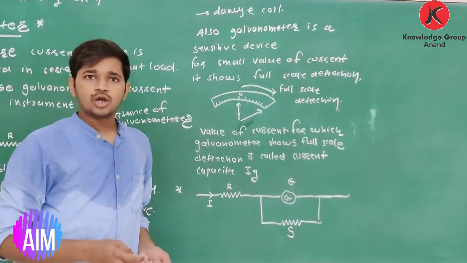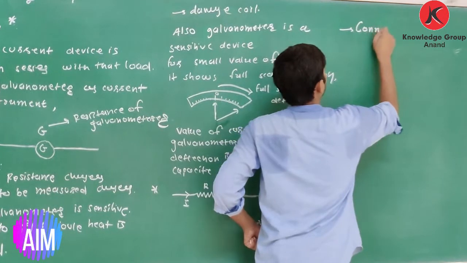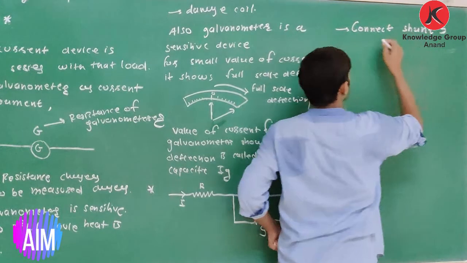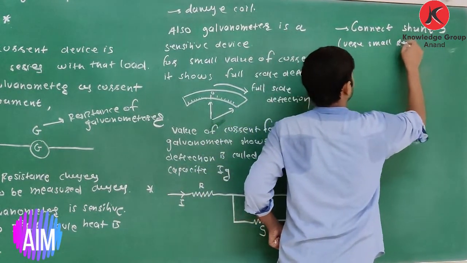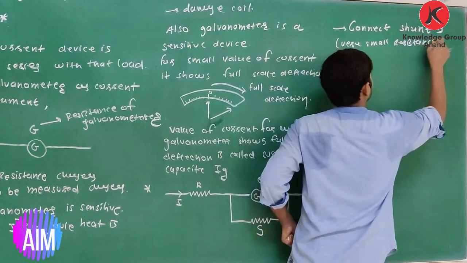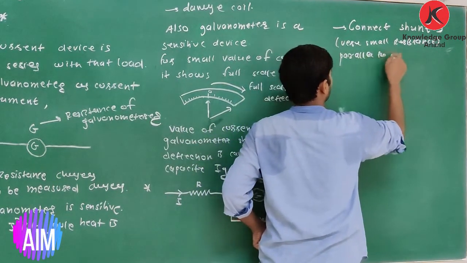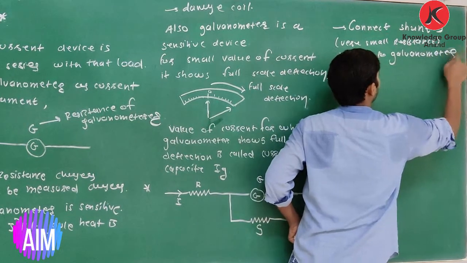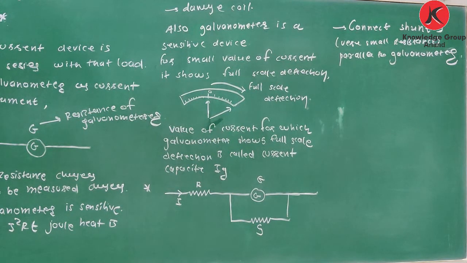Clear about this? Okay, so yes, what we have to do, connect shunt. Shunt means very small resistance, parallel to the galvanometer. So what happens? See, what about these problems? What is the first problem? Resultant resistance changes, so the current to be measured changes.